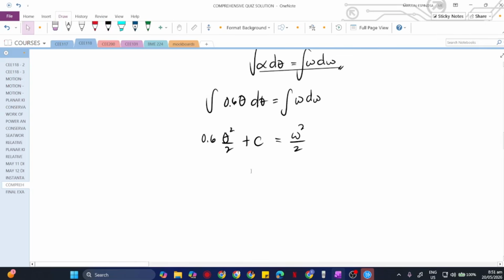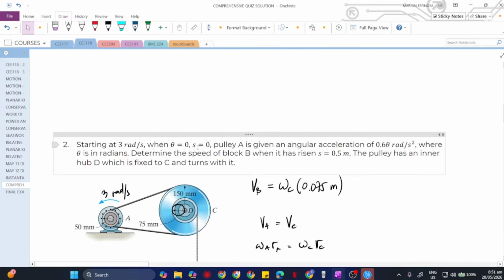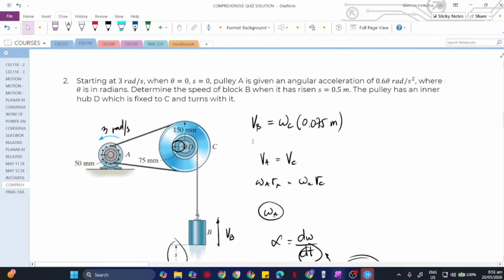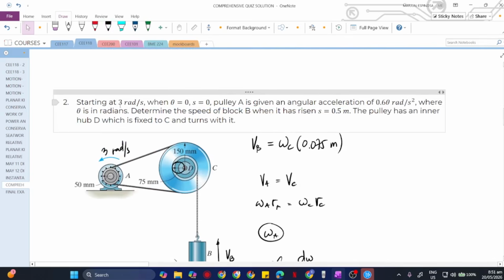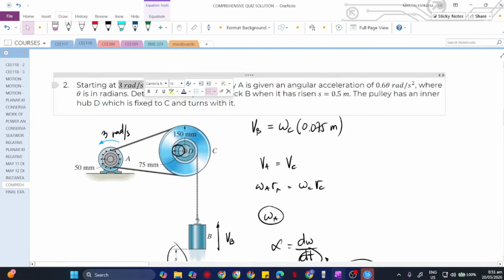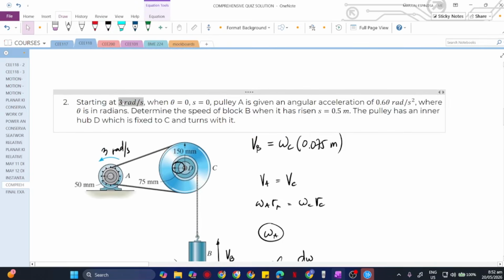Now, gagawin natin ngayon is to simplify this one. 0.6 divided by 2 would be 0.3 ω square, θ square plus C equivalent to, okay, 1/2 of ω square. So, evaluate natin to. At sabi dito, at θ is equivalent to 0, yung S natin is equivalent to 0. And that would give us a starting angular velocity of equivalent to 3.